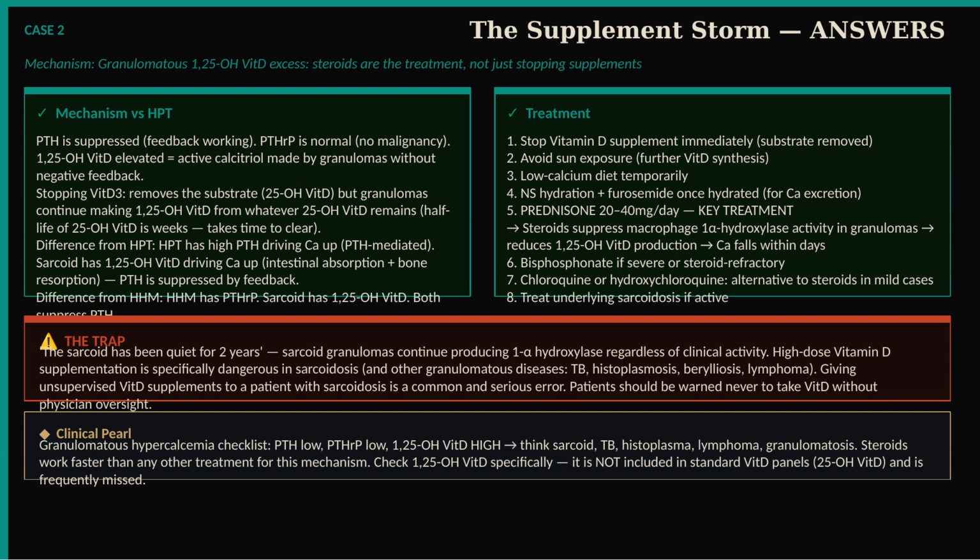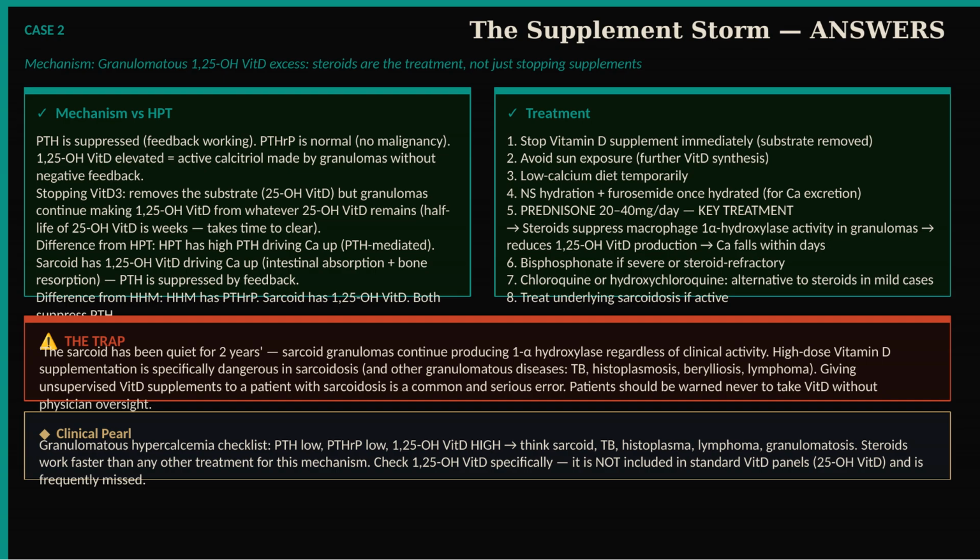The trap is, the sarcoid's been quiet for 2 years. Granulomas keep making that enzyme regardless of clinical activity, which is exactly why high-dose vitamin D is specifically dangerous in any granulomatous disease. Sarcoid, TB, histoplasmosis, lymphoma.